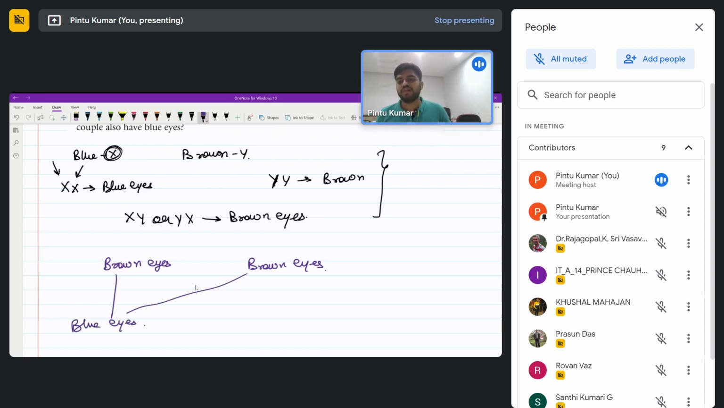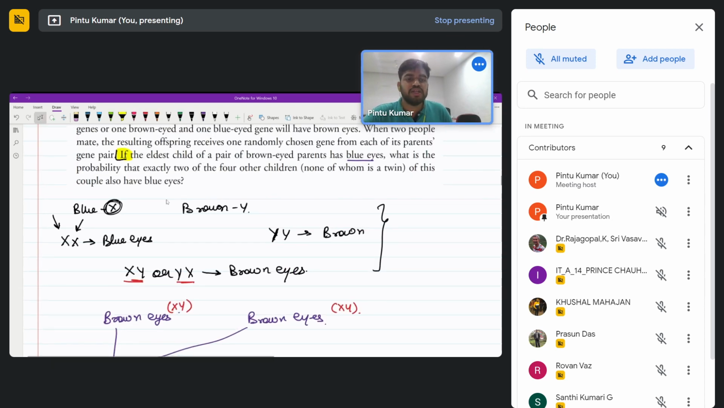So how is this possible? This is possible only if both the parents had XY, that is, they both had the XY form of gene. Otherwise, this child would have landed as either XX or XY, which would have meant that he would have brown eyes. So the information that the child has blue eyes means both the parents have an XY pair of genes for eyes.